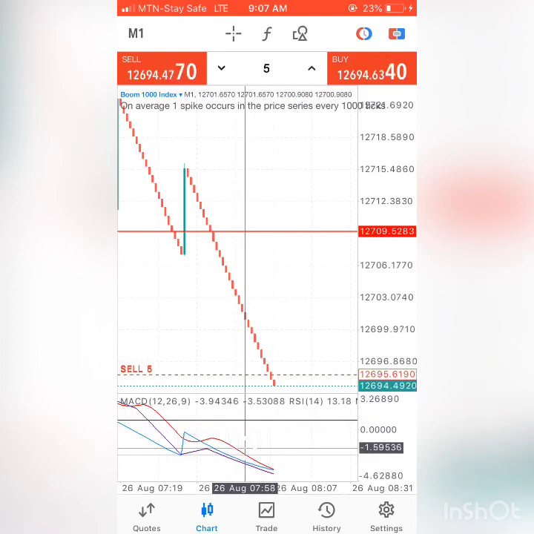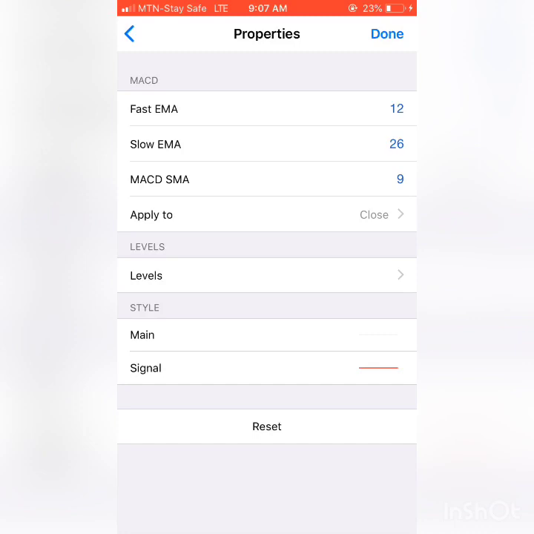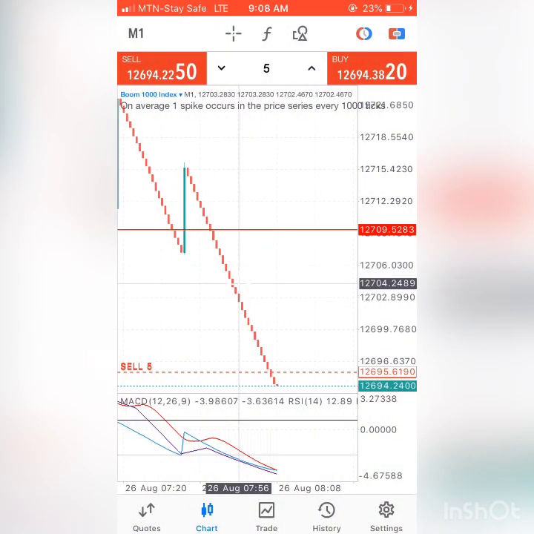Okay, so now the MACD settings, of course, I know this is what you have been waiting for. The fast EMA is 12, the slow EMA is 9. You apply to close, there are no levels. Then the main color I use is white, while the signal is red. So when you're done with that, you click on done. There are no levels. Now let me show you what I mean.